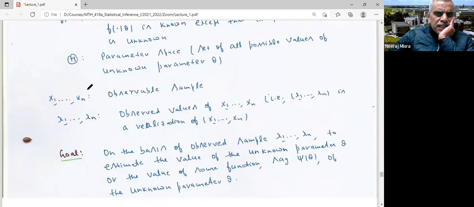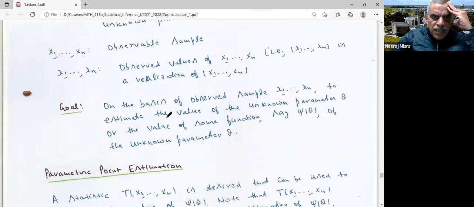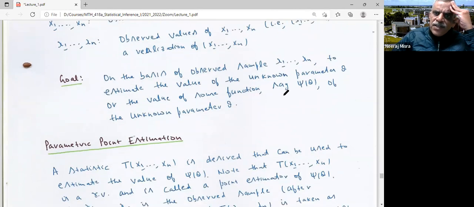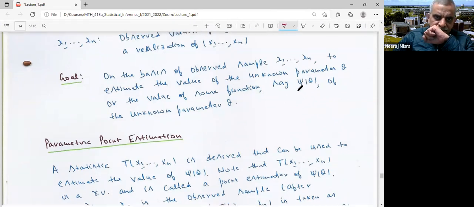So what I have is X1, X2, ..., Xn, which is the observable sample. Small x1, x2, ..., xn are the observed values of X1, X2, ..., Xn. So these are the realization of X1, X2, ..., Xn after the experiment has been conducted. The goal is, on the basis of the observed sample x1, x2, ..., xn, to estimate the value of the unknown parameter theta or the value of some function, say psi of theta. So I'm either interested in estimation of theta or its function psi of theta.